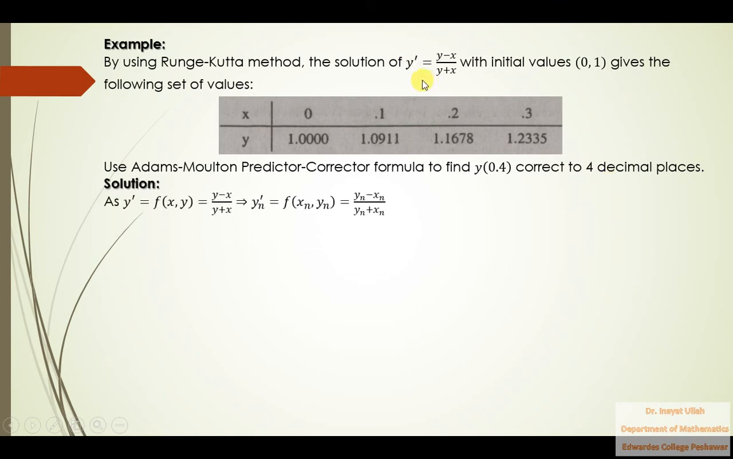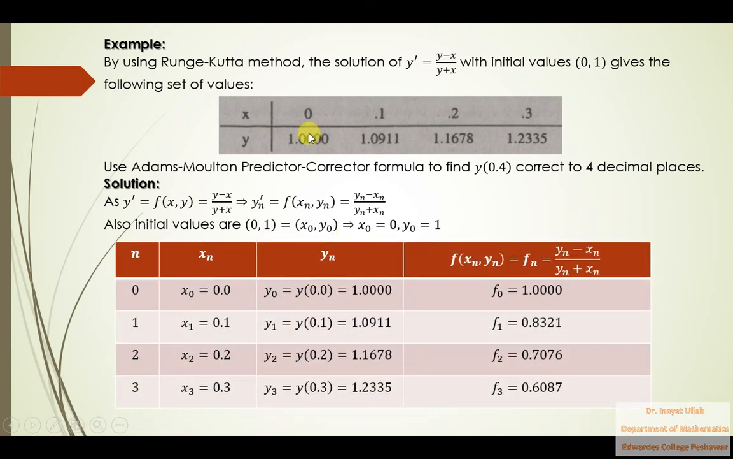We are given the differential equation, y prime is equal to a function of x and y, which is this thing, and adding the suffixes n in this equation. So that is y(n) prime is equal to f(xn, yn), which is (yn minus xn) divided by (yn plus xn). The initial values are these. Comparing with x0 and y0, x0 is 0 and y0 is 1. Now this is the table. These are the values of x. These are the values of y.